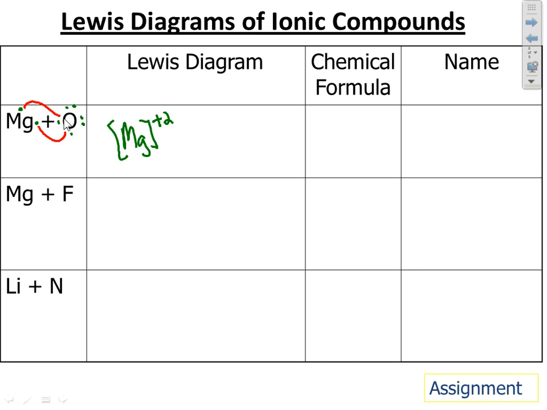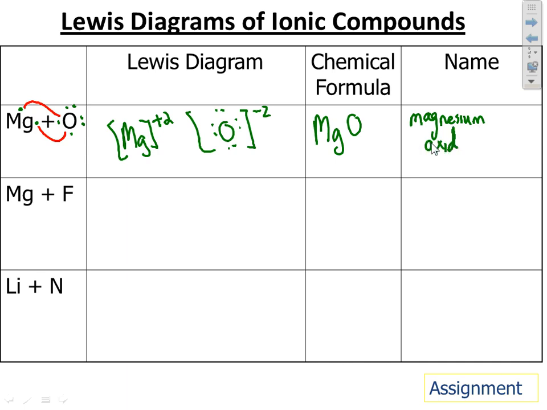The oxygen has gained 2. Square brackets, oxygen, 1, 2, 3, 4, 5, 6, 7, 8, and because it's gained 2, it's -2. So there's our Lewis diagram. Don't put a plus in between, they're just stuck together. Notice again, it took 1 magnesium and 1 oxygen, MgO. Metal always first, non-metal second, 1, 1. The name, remember the positive ion, magnesium ion with an oxide ion, magnesium oxide.